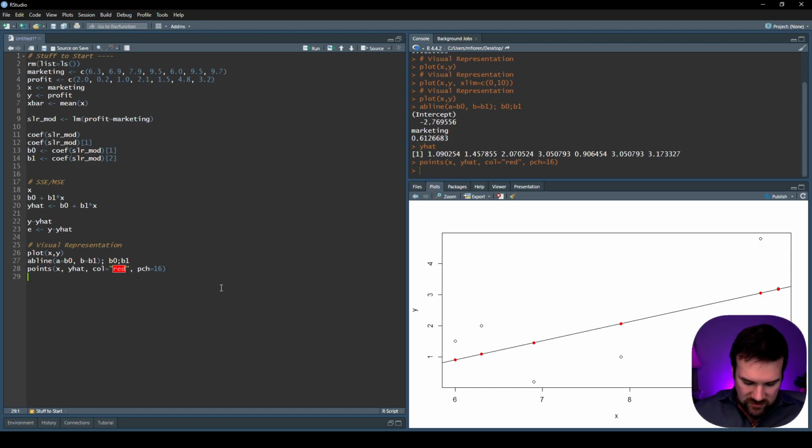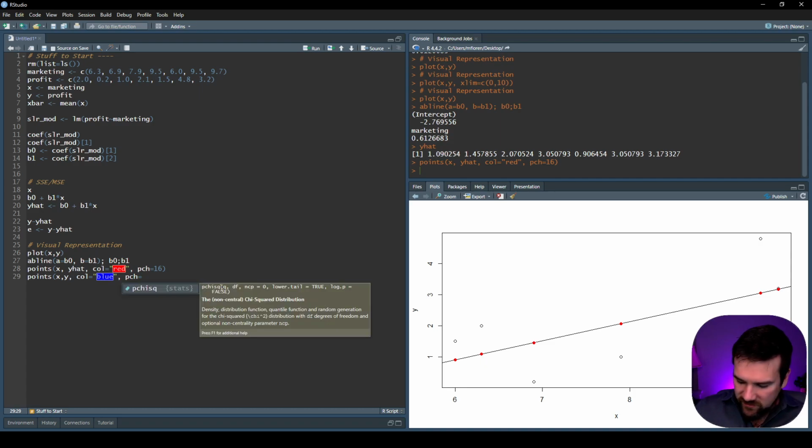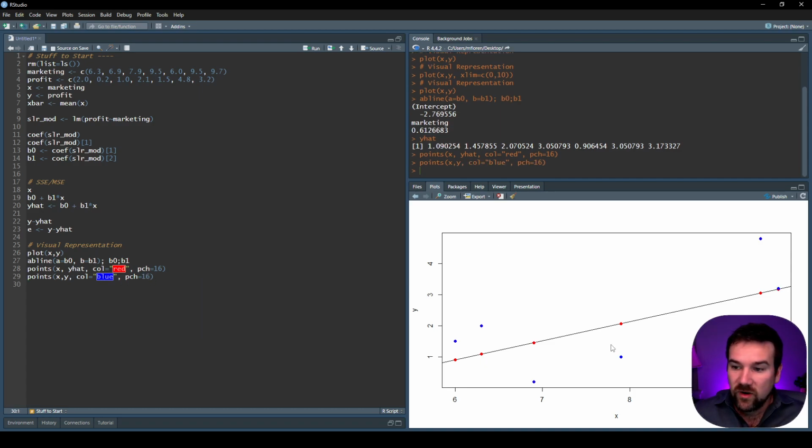So if I want to do points x comma y, I'll do col equals blue. So what are my y's here? And pch, I'll fill in the dots, 16. Well, my y values associated with x are each of these blue dots. And so each of these blue dots are the observed y's. And so when I say y minus y-hat, think the blue dots minus the red dots, and that difference is the distance between them. And we call that e for error, or our observed error, the residuals.